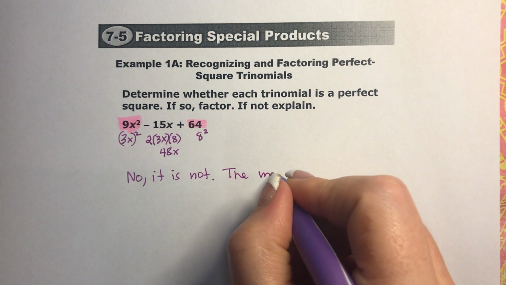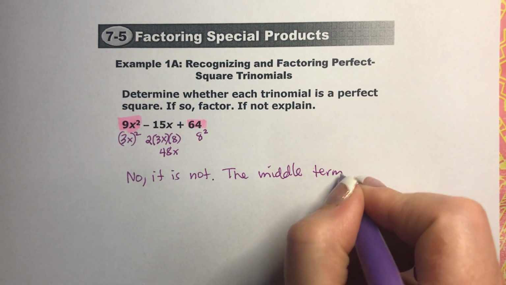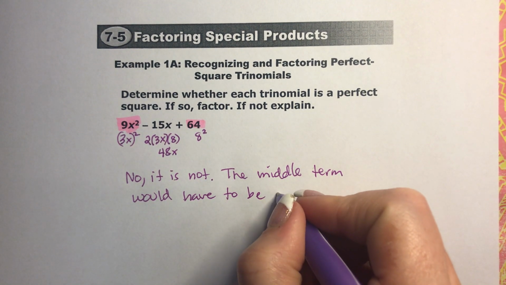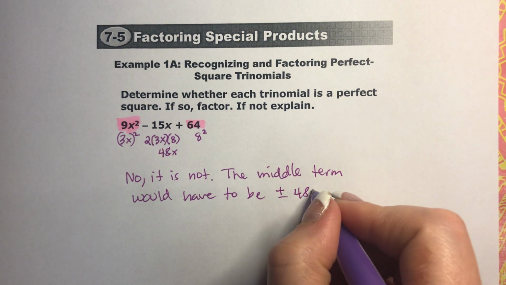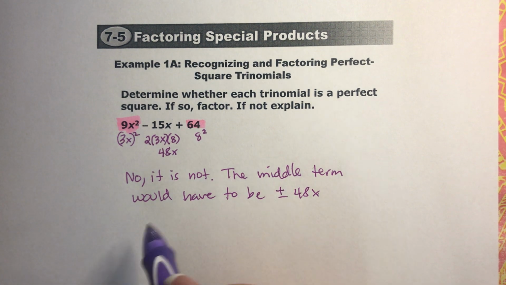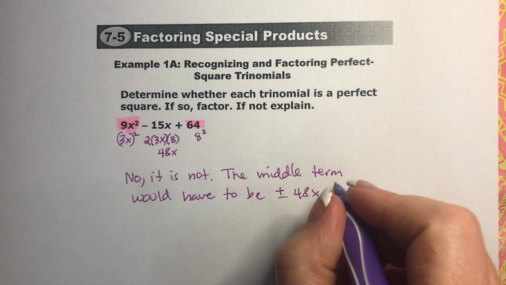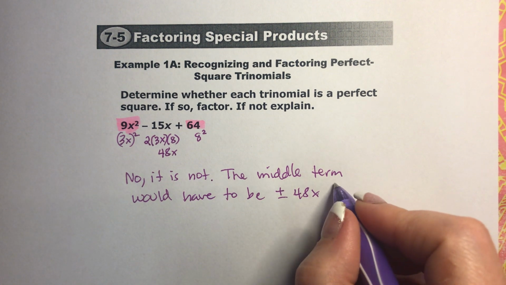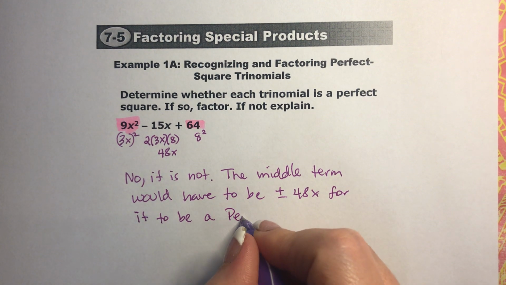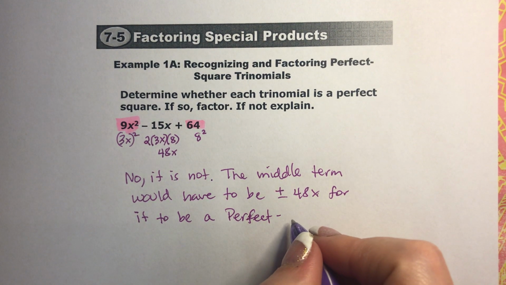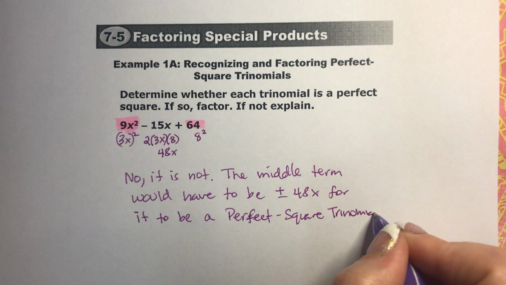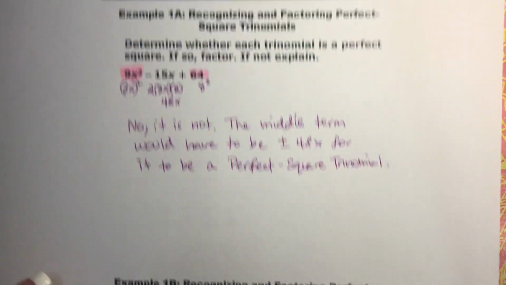The middle term would have to be positive or negative 48x. It doesn't matter if it was a positive 48x or a negative 48x, but it would have to be 48x. The middle term would have to be positive or negative 48x for it to be a perfect square trinomial. Okay, does that make sense? All right, cool. So let's look at this next one.